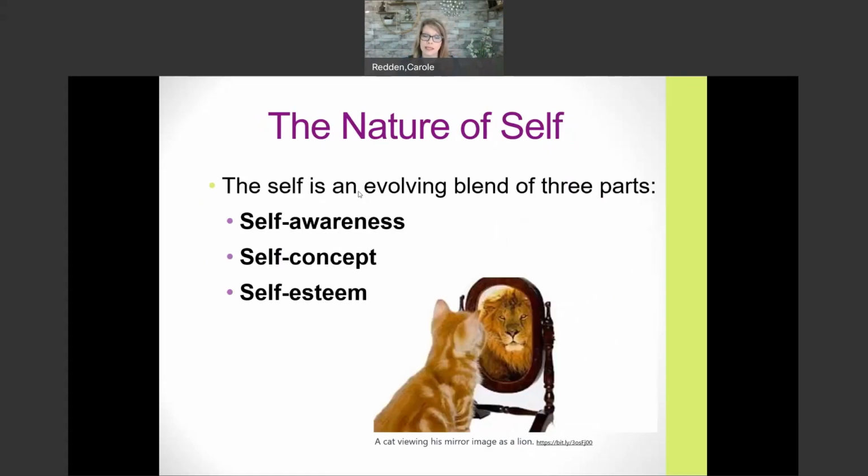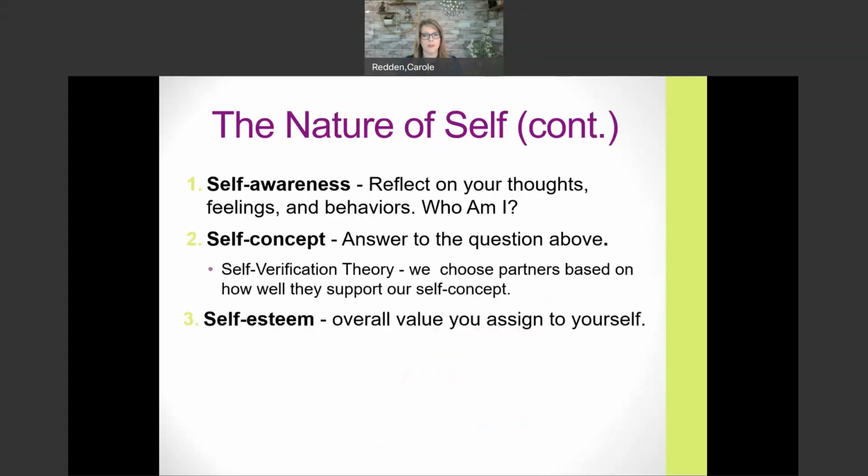So moving on to the second slide, you see a cute little picture, I think it's cute, of a little kitten staring in a mirror. And what the kitten sees back as a reflection is a lion. And what we're talking about here is the nature of self, or how we see ourselves. Our textbook and our authors would say, well, the self really comes from evolving or changing views of ourself. The first being self-awareness, then self-concept, and then self-esteem. So let's talk about each of those.